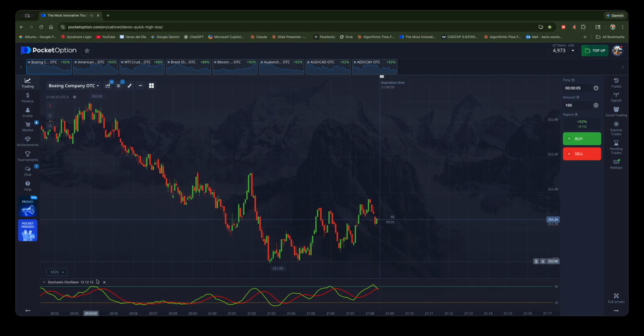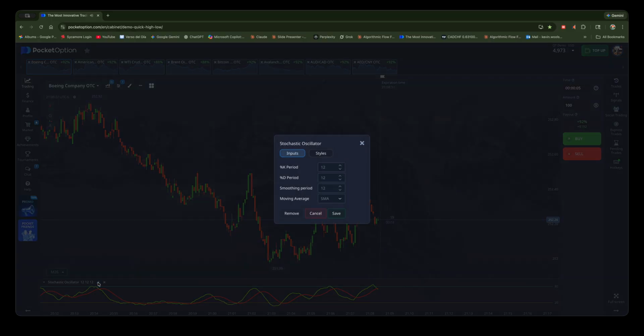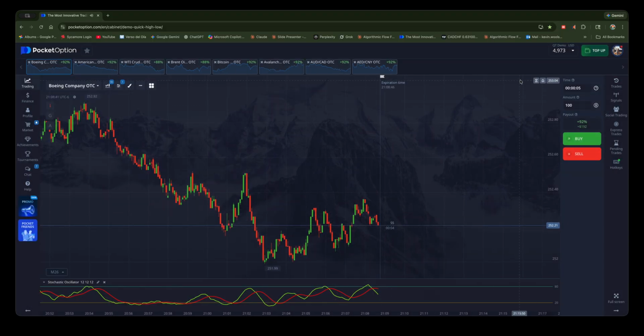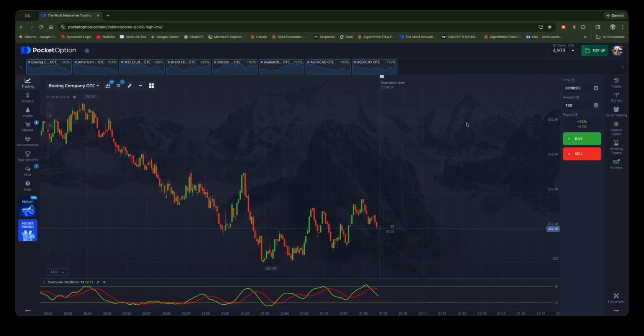It's very, very simple. We're going with the stochastic oscillator at a setting of 12, 12, 12. I know that's kind of different. We're going to stick with the simple moving average smoothing method. Our demo account here is 49.73. We're just showing you how to use the strategy right now.